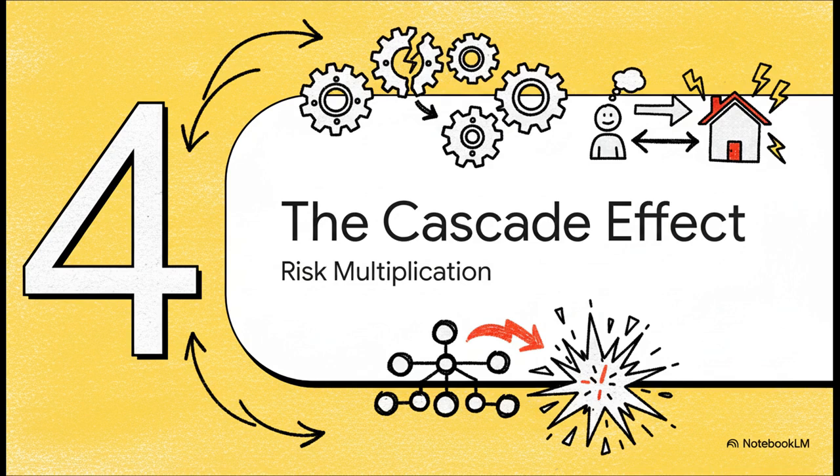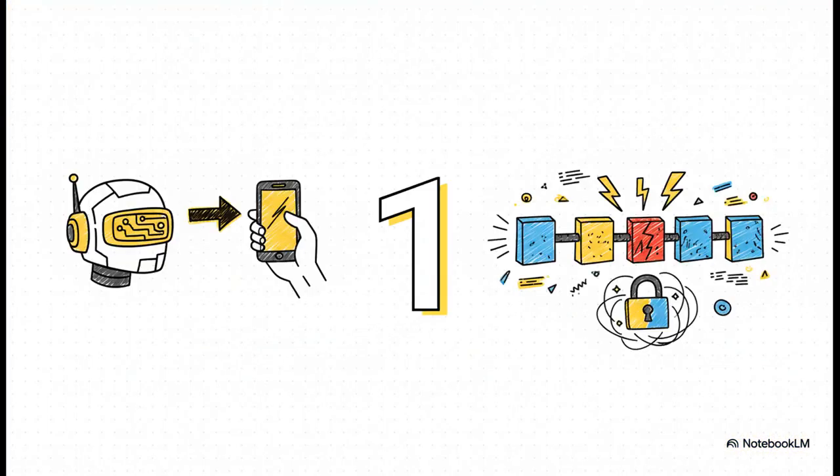None of these parts we've talked about exist in a bubble. A single weak link in one area doesn't just stay there. It can cascade through the whole system, setting off a chain reaction that multiplies the risk at every step. So, let's build this out.